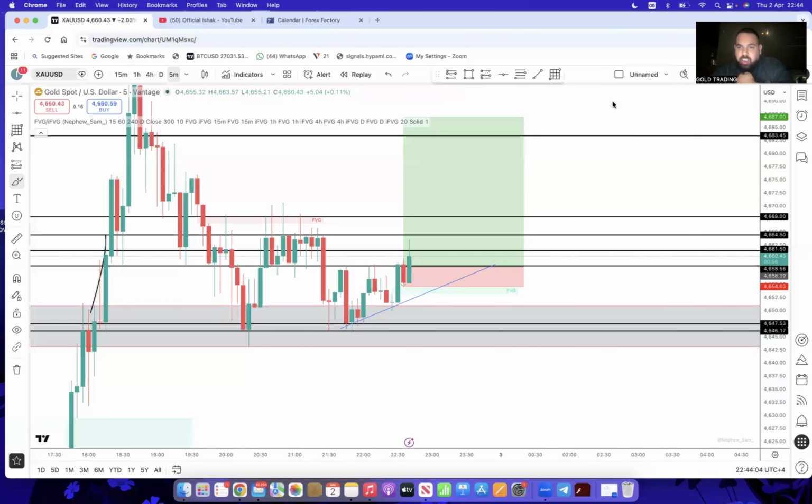Should we re-enter? No, I wouldn't re-enter. Always wait for the 5-minute candle to finish for you to feel confident about it, and go from there.